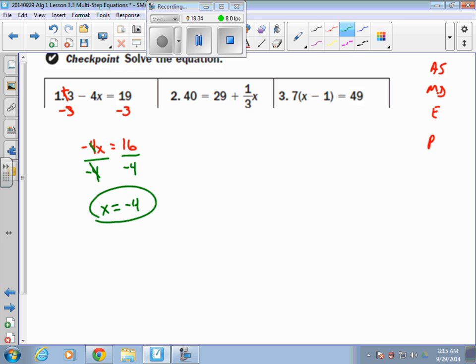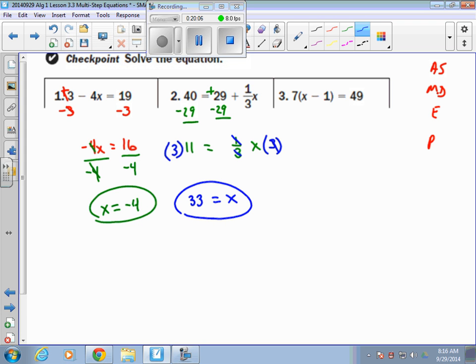Undo positive 29 by subtracting 29 on both sides. You do it to the right, do it to the left. 40 minus 29 is 11, equals 1/3 times x. Cancel out 1 over 3 times something by dividing by 1 over 3. Remember, dividing by 1/3 is the same thing as multiplying by its reciprocal, 3 over 1. So multiply by 3. If you multiply the right by 3, multiply the left. 3 times 11 is 33. This cancels this out, leaves you with equals x.